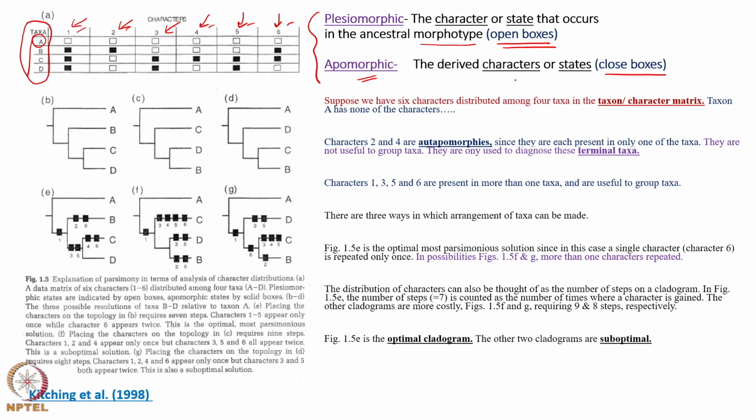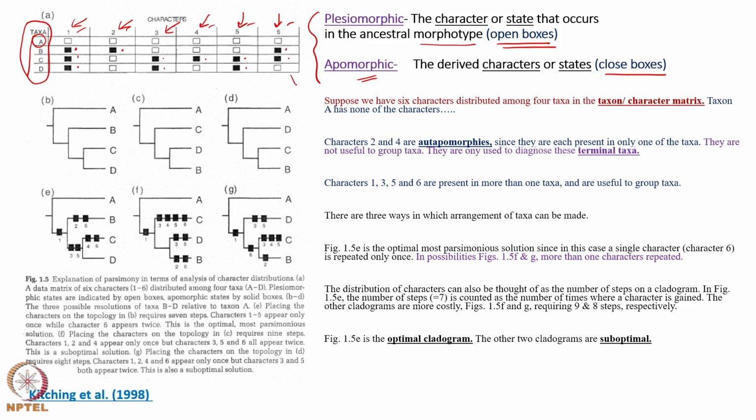and the closed, black boxes indicate the derived characters or states, which can be found for character 1 is present in B, C and D, character 2 is present in taxon B, character 3 is present in taxa C and D, character 4 is present only in taxon C, character 5 is present in C and D, and character 6 is present in B and C.